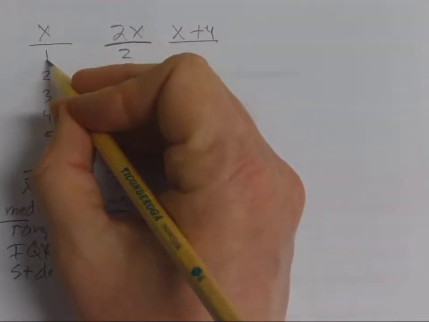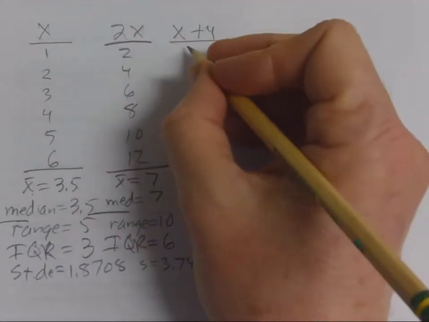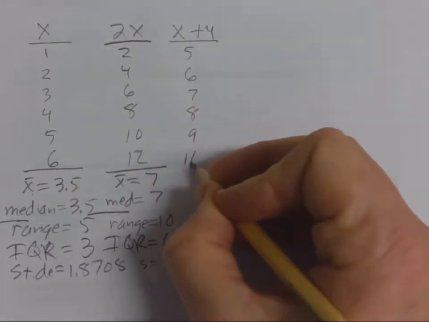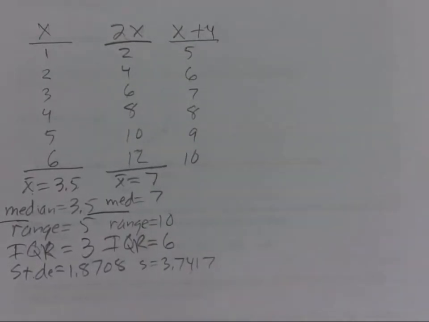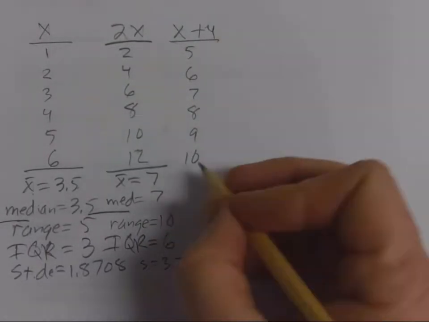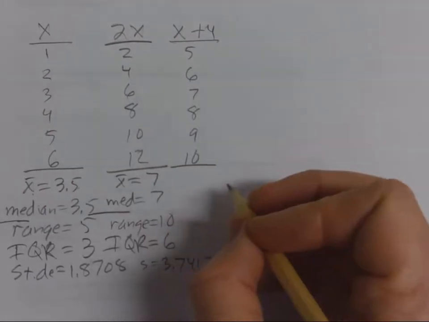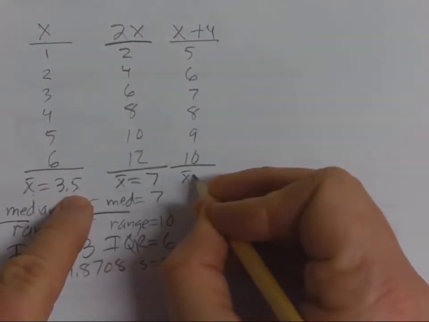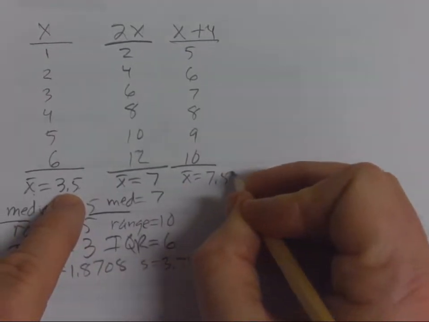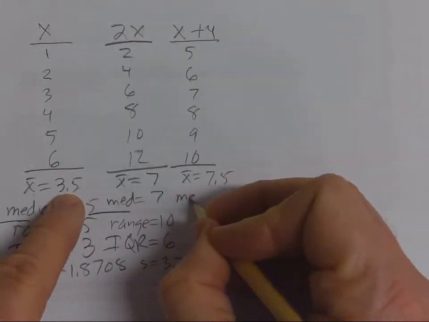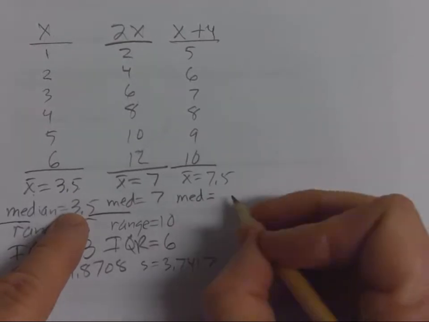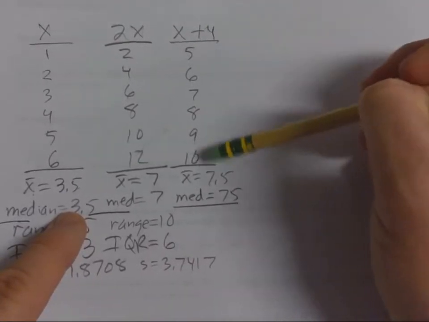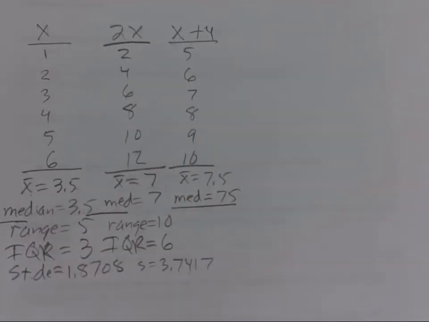Well, x plus 4, we just add 4 to everything in x. And so that's going to be 5, 6, 7, 8, 9, and 10. So if we do that, the mean is the number in the middle, so our x bar would be 7.5. That's just the number in the middle, and so that is our median as well.